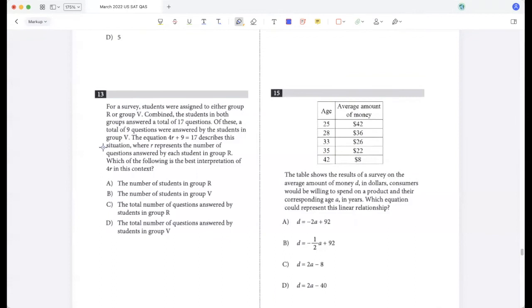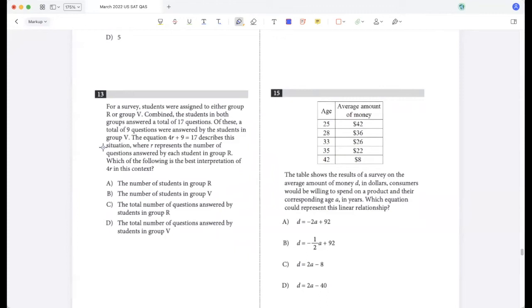For a survey, students were assigned to either group R or group V. Combined, the students in both groups answered a total of 17 questions. Of these, a total of 9 questions were answered by students in group V. The equation describes a situation where R is the number of questions answered by each student. Which of the following is the best interpretation of 4R?